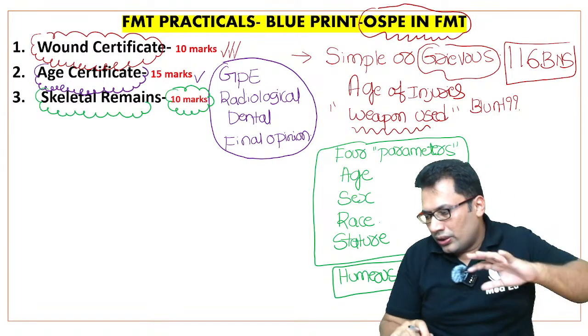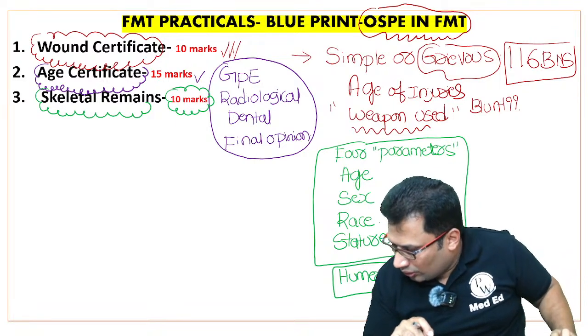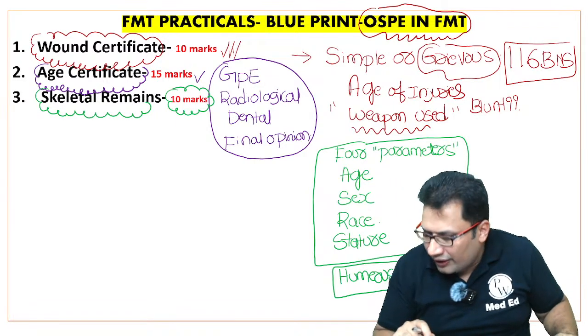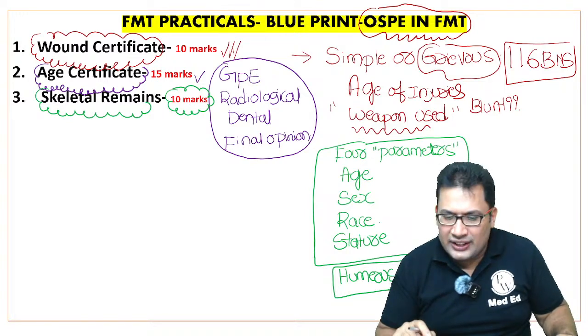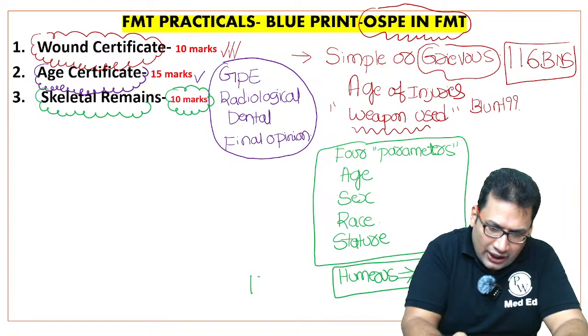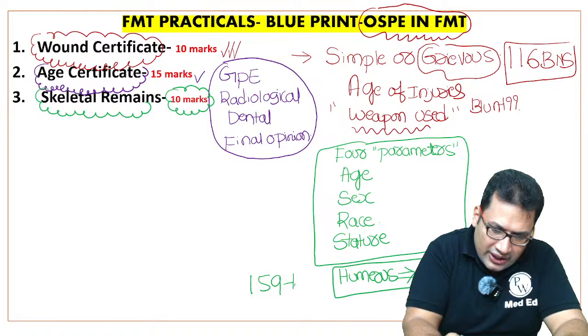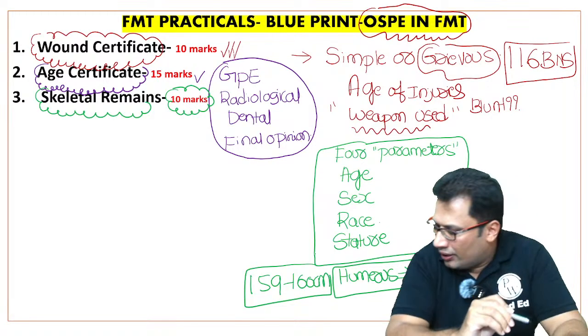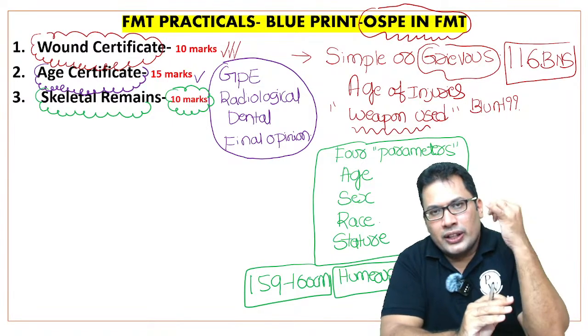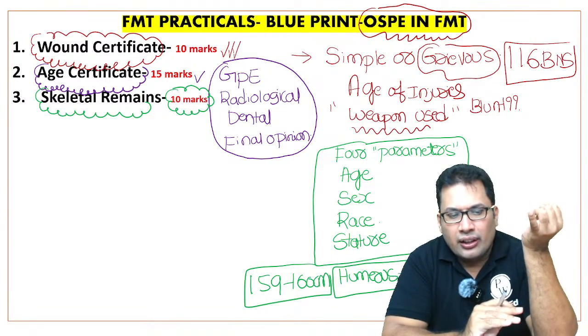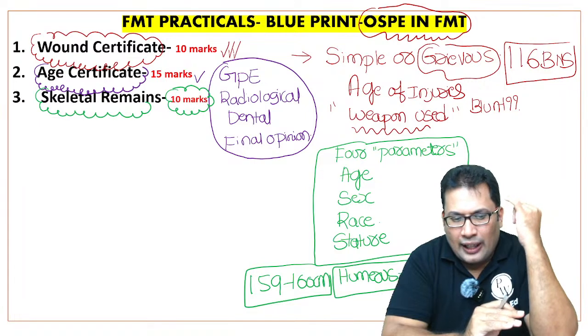Okay, so three important exercises. The multiplication factor is 5.3, so 5.3 into 30. You multiply, it becomes around 159 centimeters, so 159 or 160 centimeters. So, good. The multiplication factor is 5.3, it becomes 160 probably, right. So, wound certificate, age certificate, skeletal remains, 10 marks.